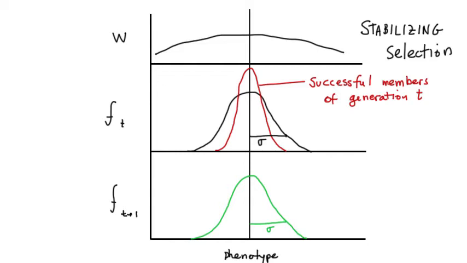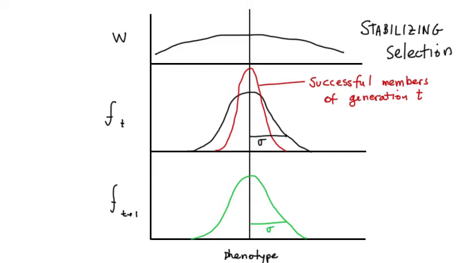Here, the change in the population is not in the average phenotype, but rather in the amount of variability, the sigma or standard deviation. Stabilizing selection causes the population to not change in phenotypic average, but be less variable phenotypically than it would be without the selection.